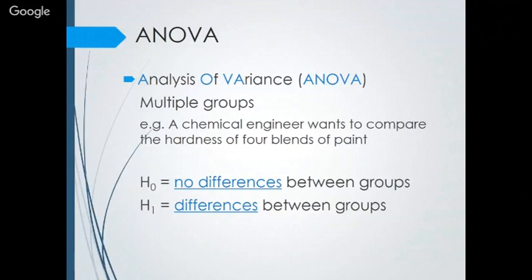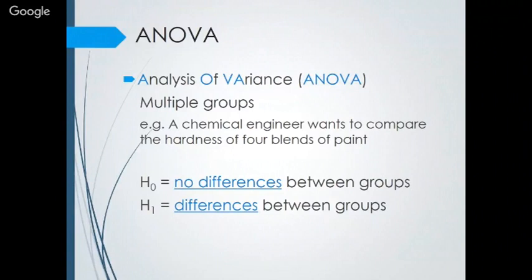So in that case, what will we do? We'll take samples from the four blends of paints, and we will calculate ANOVA, analysis of variance, and that will say if there is any difference in hardness between the four blends of paints.